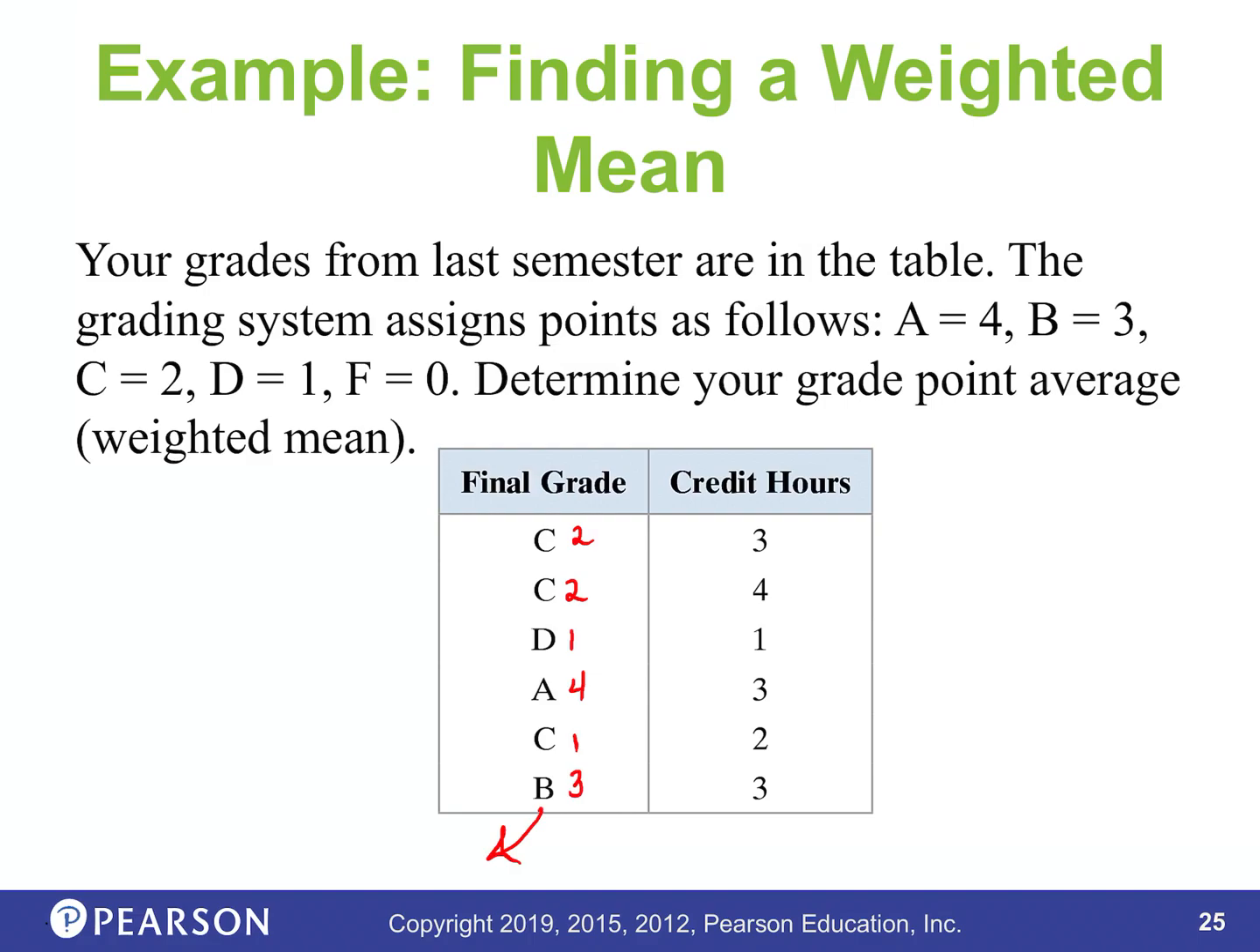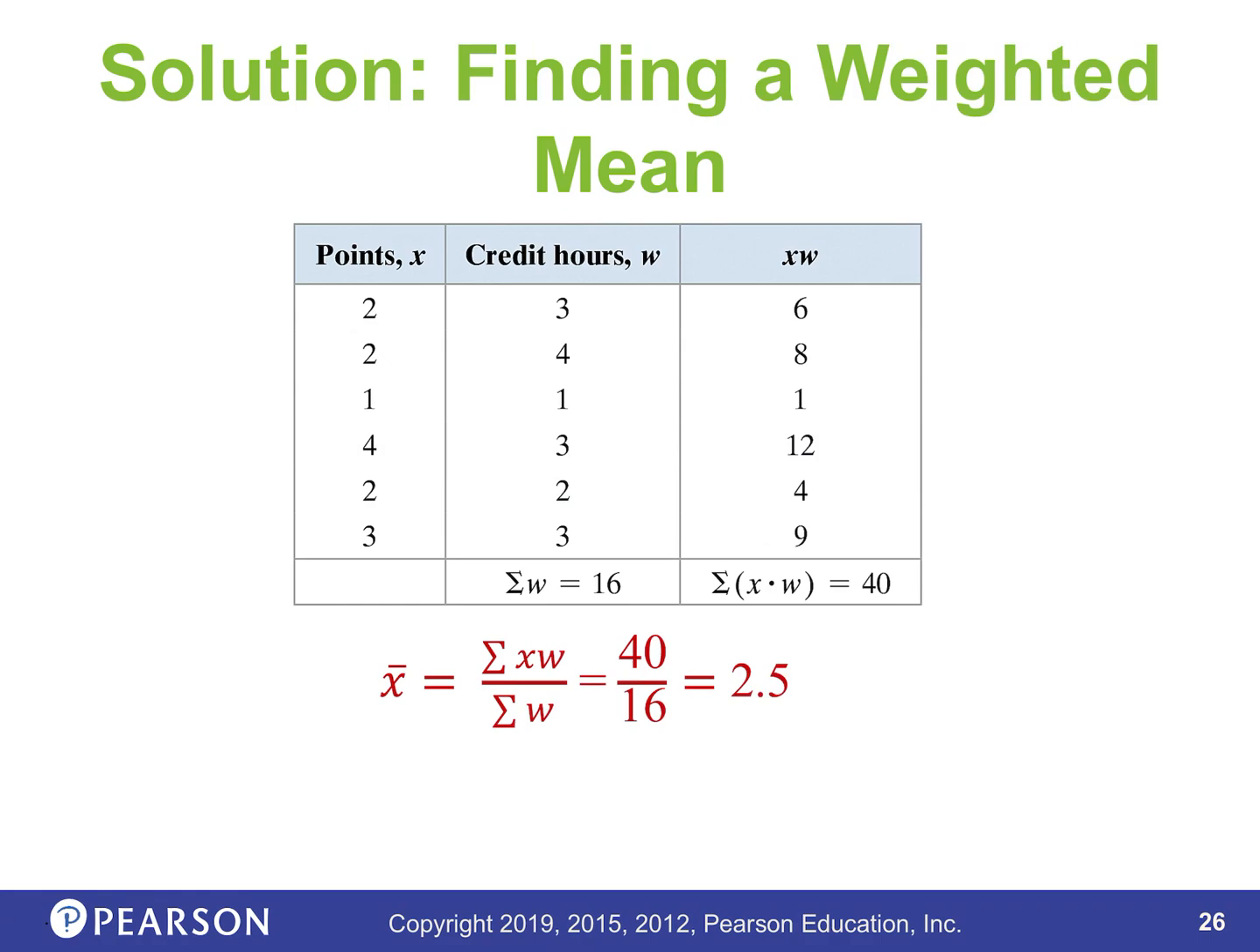Now we're going to see a chart where it shows them using numbers. So here were our letter grades, and we're changing them to numbers. Here we have our credit hours, and now we're multiplying. 2 times 3 gives us 6. 2 times 4 gives us 8.